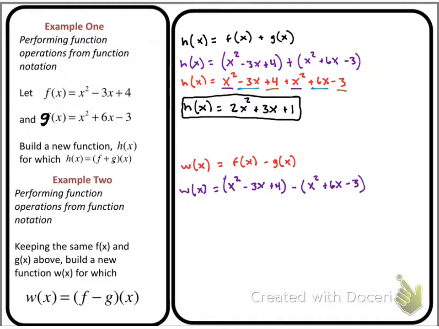So to start simplifying this, we do have to distribute this minus sign here first. And we can drop the parentheses for this first set, for f of x. So we get x squared minus 3x plus 4 minus x squared minus 6x. Negative times negative 3 is positive 3.